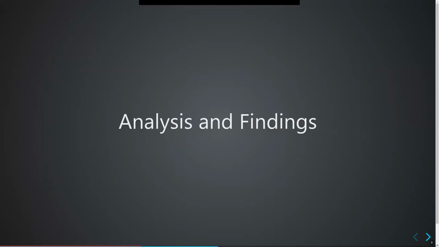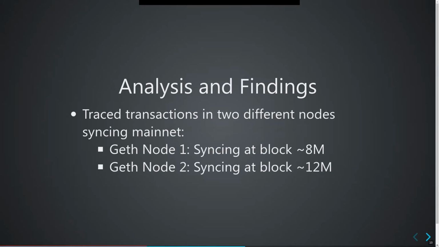And for this EIP, we also did some analysis on opcode usage, and especially for the push instructions. We traced transactions on 2 different nodes that were seeking a different block number. For example, one of the nodes was thinking at block 8 million when we were tracing, and the other node was thinking at block 12 million.